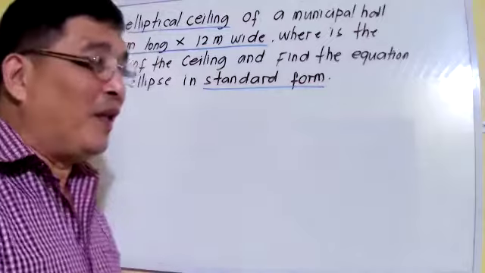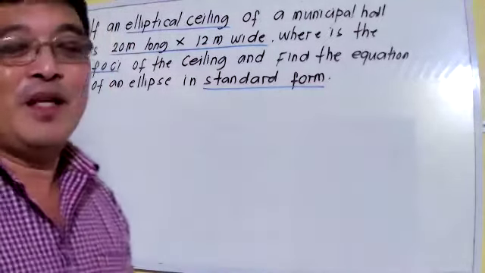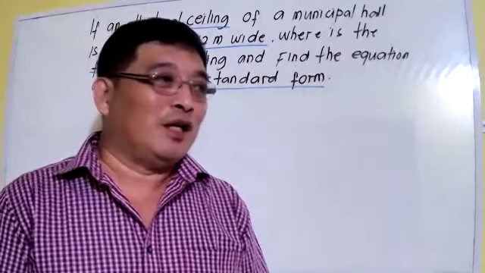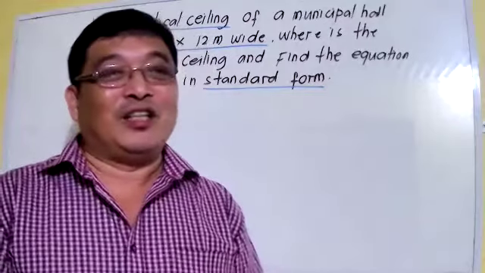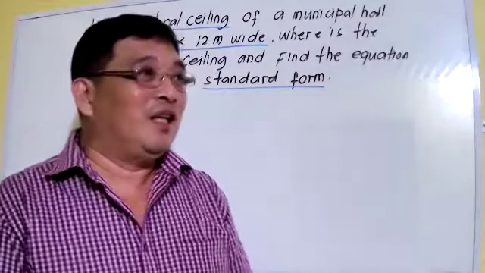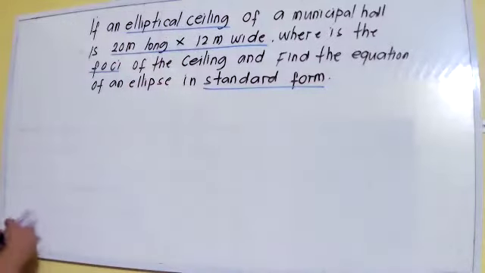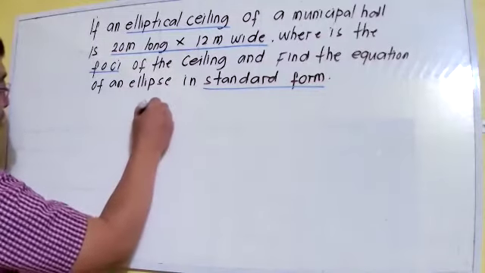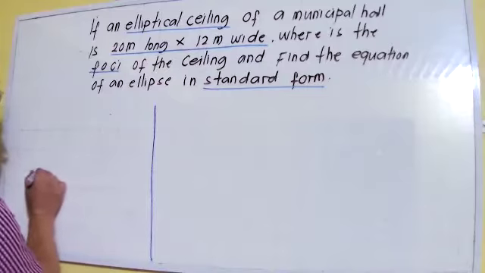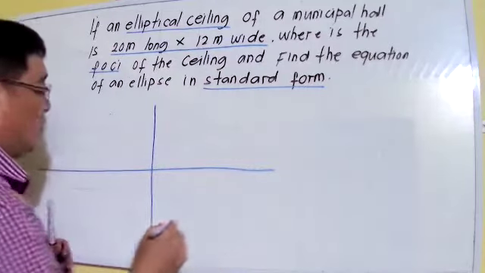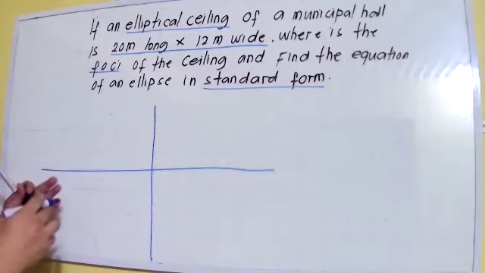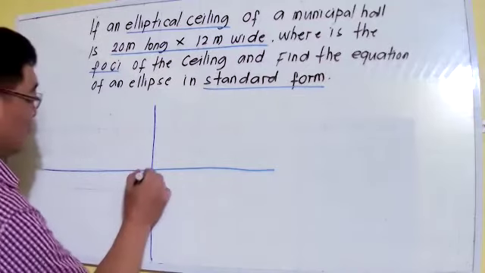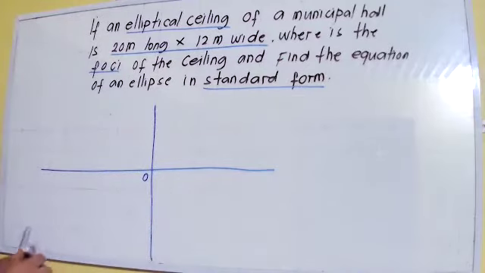Para mahanap natin yung ganitong klaseng problem, kailangan i-drawing muna natin para makita natin kung ano-ano pa yung mga pwede nating malaman about the details of this problem. Now, let's draw an ellipse, dahil elliptical yung ceiling. Ang gagawin natin para mas madali is ilalagay natin sa Cartesian plane yung ellipse. Lalagay na natin sa origin yung center niya. So, we have our center at 0, 0.